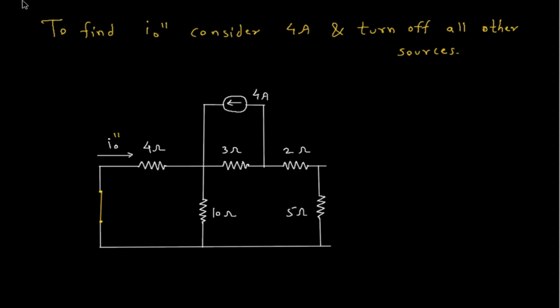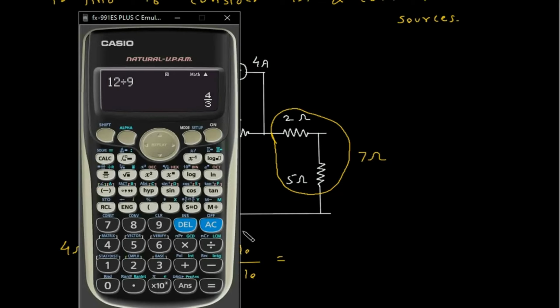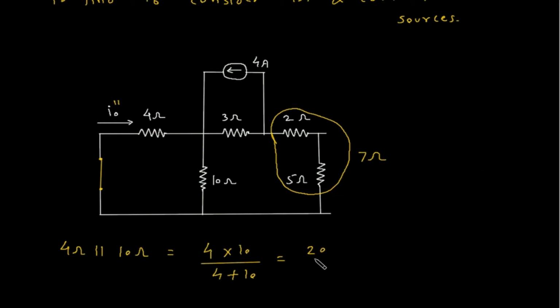Now IO double prime will be, as we can see, this 2 ohm is in series with 5 ohm, so this will be 7 ohm. Now this 7 ohm, this will be 4 ohm parallel with 10 ohm. So this is equal to 4 into 10 by 4 plus 10. So this is equal to 20 by 7 ohm.